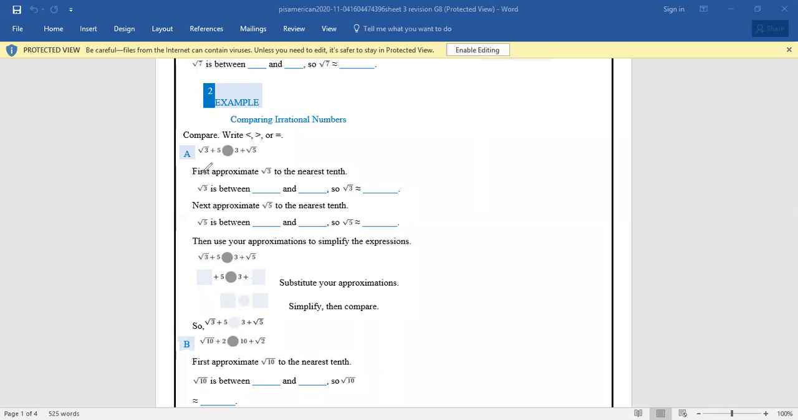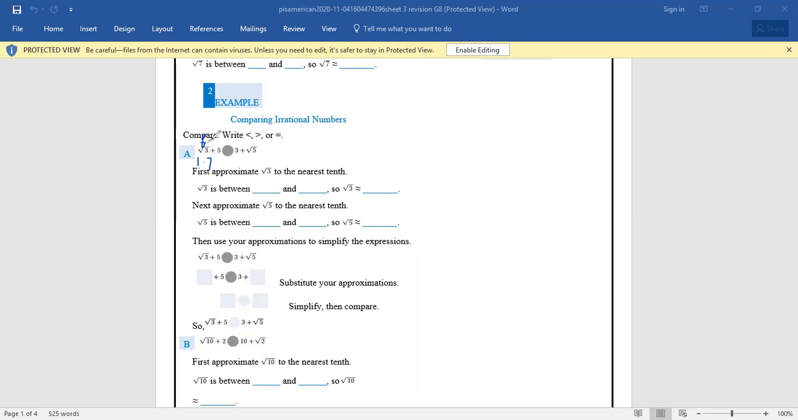It will be 1.7 because if you imagine the number line from 1 till 4, 3 is very close to 4. Then it will be 1.7 or 1.8. So this one is 1.7 plus 5, so by the end it's 6.7.